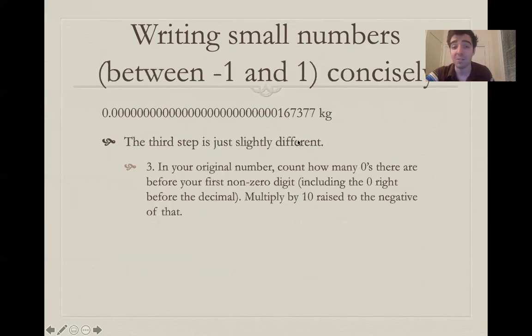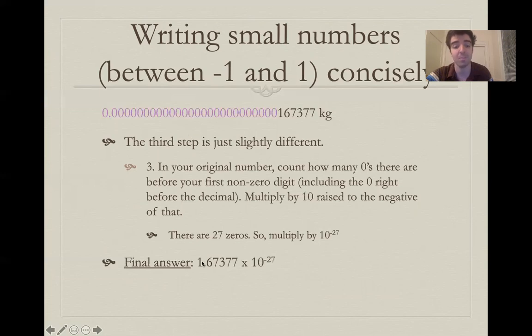Step 3 is the only different one. We are actually going to count how many zeros come before the first non-zero digit. So that's going to be all of the zeros in pink. Notice that I am very much including the 0 that comes before the decimal. So there are 27 zeros. You're going to take 10 to the negative 27. So 1.67377 times 10 to the negative 27.